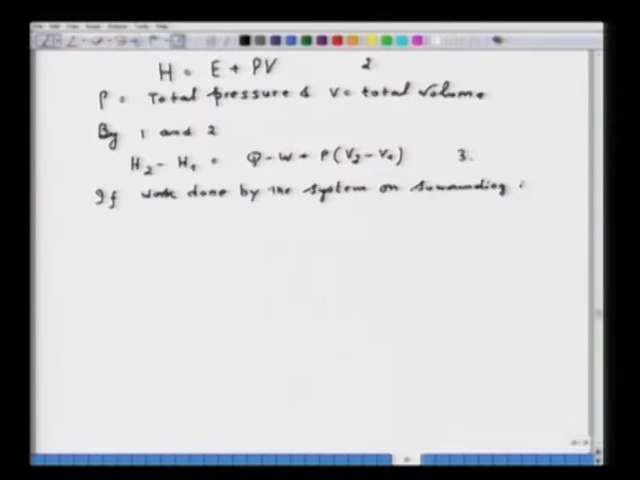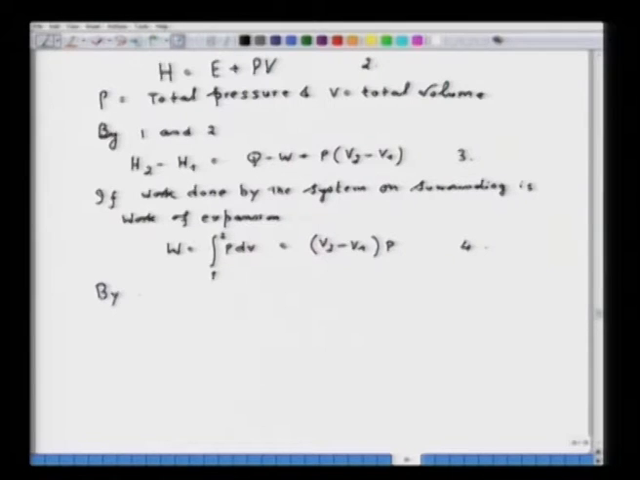Surrounding is work of expansion, that is, only expansion work is done. So, in this case W equals the integral from 1 to 2 of P dV, and that is equal to (V2 minus V1) times P. Let us call this equation number 4. So, by 3 and 4 we get a very important relationship.